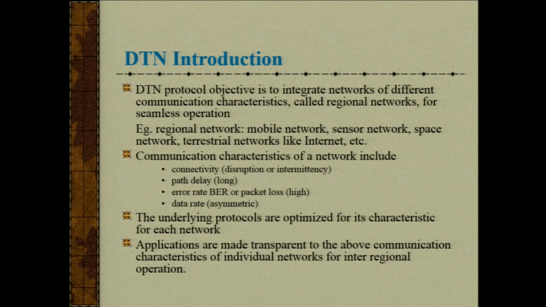The communication characteristic of a network means the connectivity of the nodes in the network, that is, whether they are always connected or intermittently connected. The other parameter could be the path delay, whether it is a long path delay between nodes or a short delay between nodes. Then bit error rate or packet loss, is it high like a wireless network or low like a wired network? Then data rate, whether it's asymmetric or symmetric.